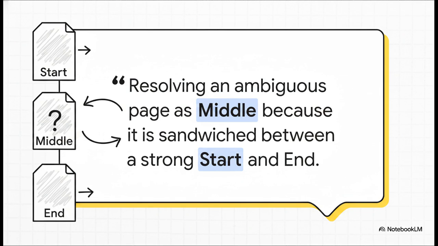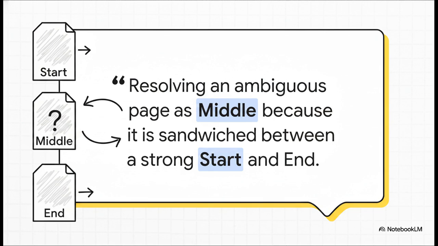The absolutely crucial point is summarized perfectly by this quote derived directly from the source material: resolving an ambiguous page as middle because it is sandwiched between a strong start and end. Imagine our local classifier looks at page 2 and is completely uncertain. It's just a wall of text. Maybe it's a single document, maybe it's a middle page, who knows? But the Viterbi algorithm steps back, sees that page 1 is definitely a start and page 3 is definitely an end. By using that surrounding context, it confidently fixes the error of the local classifier and properly labels page 2 as a middle page.